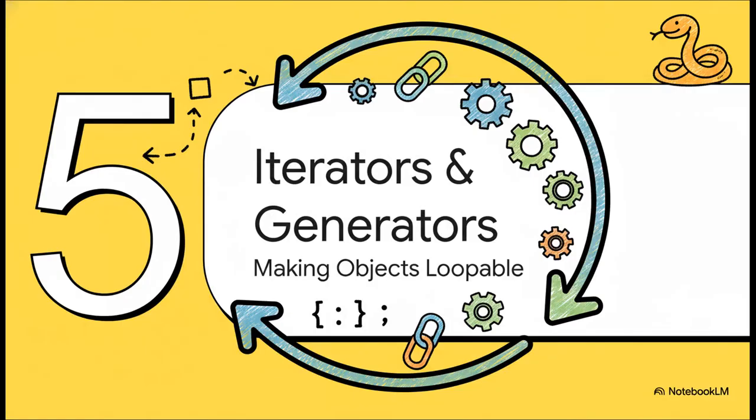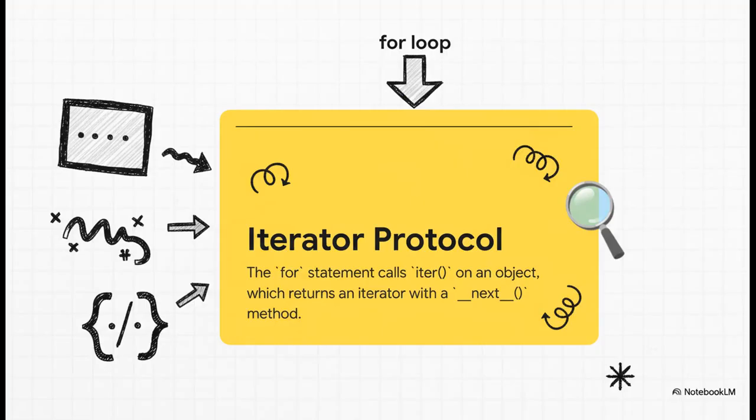All right, for our final section, let's explore two slightly more advanced features that make your objects incredibly powerful and feel really Pythonic. We're going to make our custom objects work seamlessly with for loops, which is essential for writing efficient code that can handle tons of data without gobbling up all your computer's memory. Have you ever wondered how a for loop just knows how to work with everything, like lists and strings and dictionaries? It's not magic. It's a really simple, elegant system called the iterator protocol.